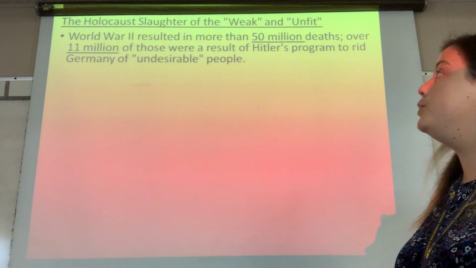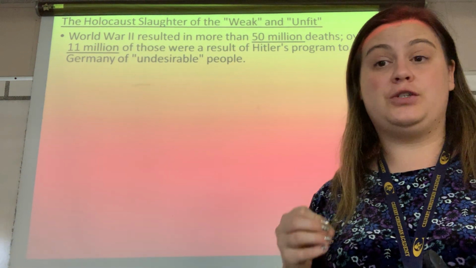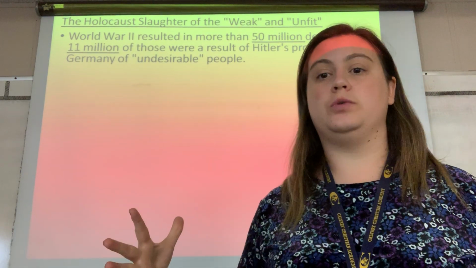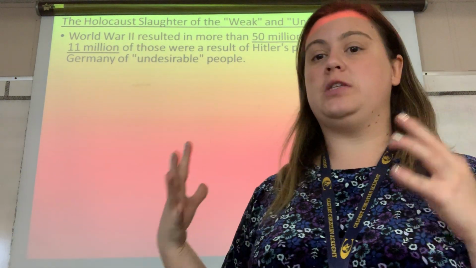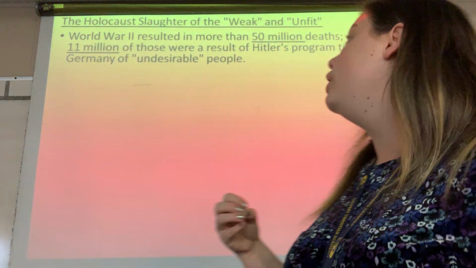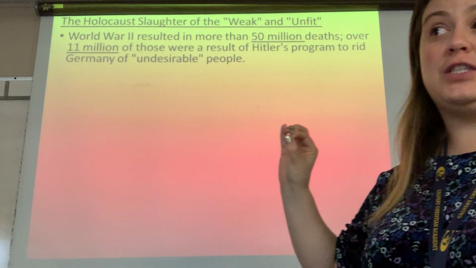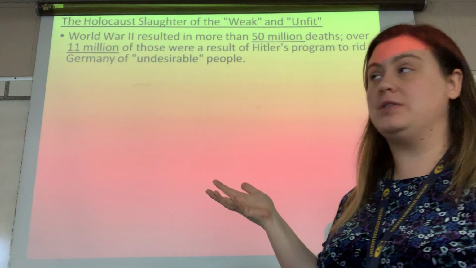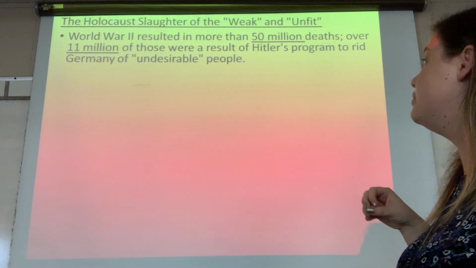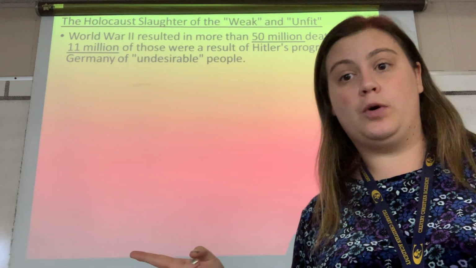So World War II resulted in more than 50 million deaths total. So not just Holocaust specific, but overall, all of the war casualties, whether it was military, civilians, whatever, over 50 million deaths. That's a huge number. Well, over 11 million of those deaths, so that's over 20% of those deaths, were a result of the Holocaust, of Hitler's program to rid Germany of what he considered undesirable people.